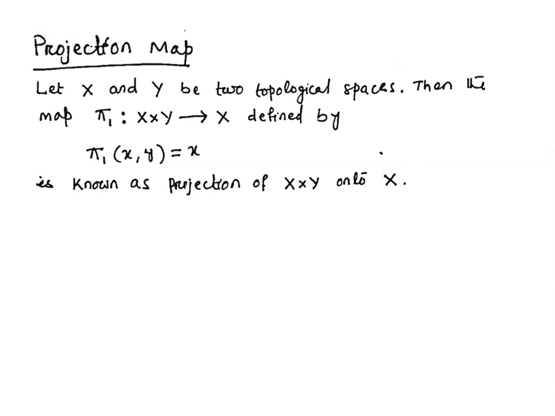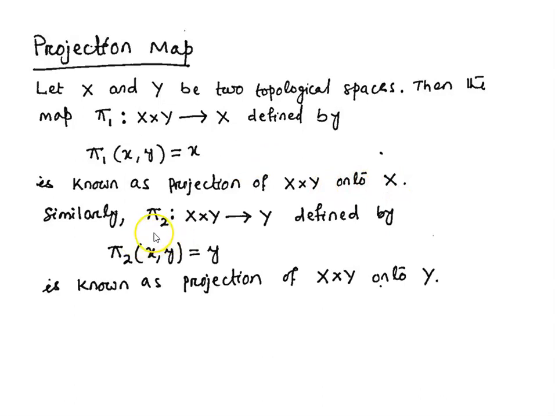What is projection map? Let X and Y be two topological spaces. Then a map pi1 from X cross Y to X defined by pi1(x,y) is equal to x is known as the projection of X cross Y onto X. Similarly, pi2 from X cross Y to Y defined by pi2(x,y) is equal to y is known as projection of X cross Y onto Y.